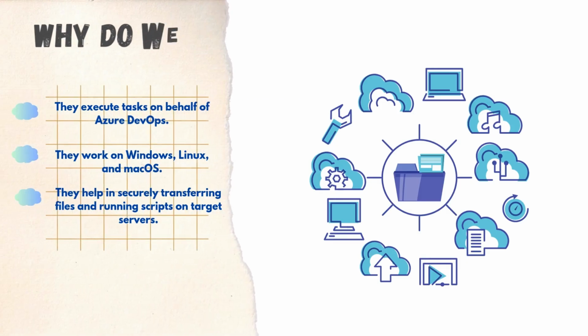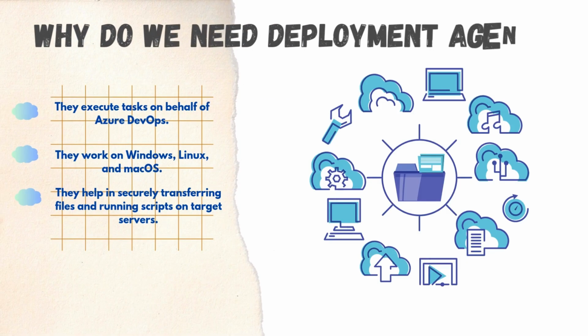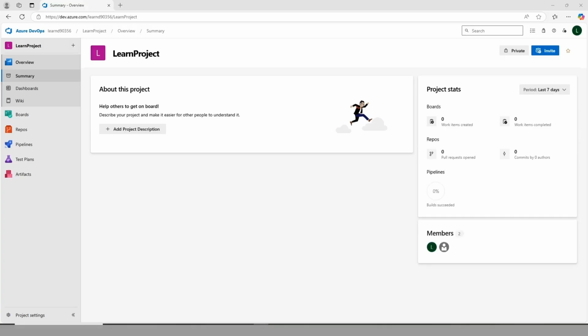So, why can't Azure DevOps just deploy the code on its own? Well, it needs access to your target machines, and that's where deployment agents come in. They execute tasks on behalf of Azure DevOps. They work on Windows, Linux, and Mac OS. They help in securely transferring files and running scripts on target servers. Let's see it in action.